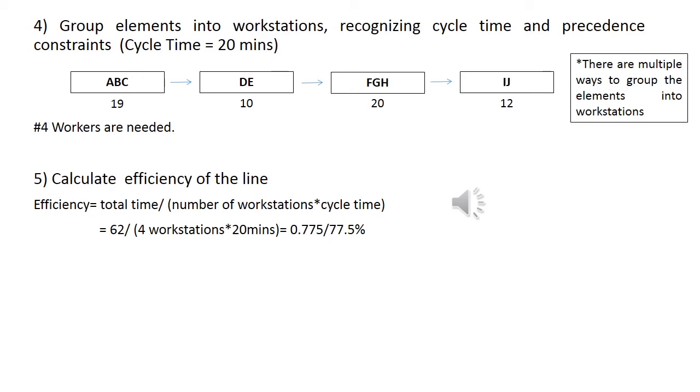And after that, we need to calculate the efficiency of the line. And the formula is total time divided by number of workstations times cycle time. So there is 62 divided by 4 workstations times 20 minutes, and there is 0.775 or 77.5%.